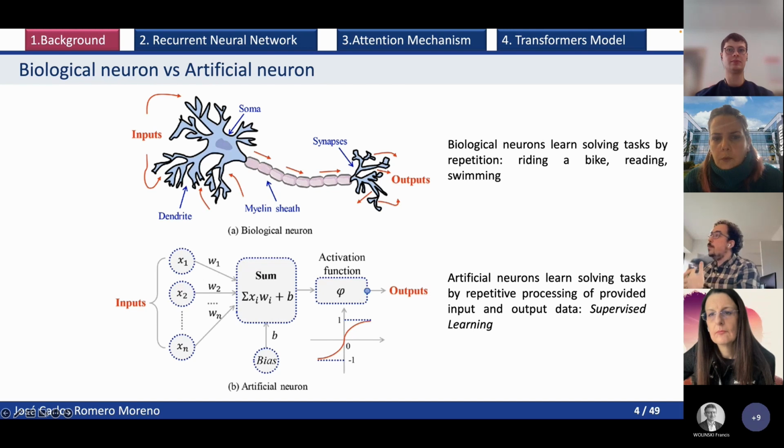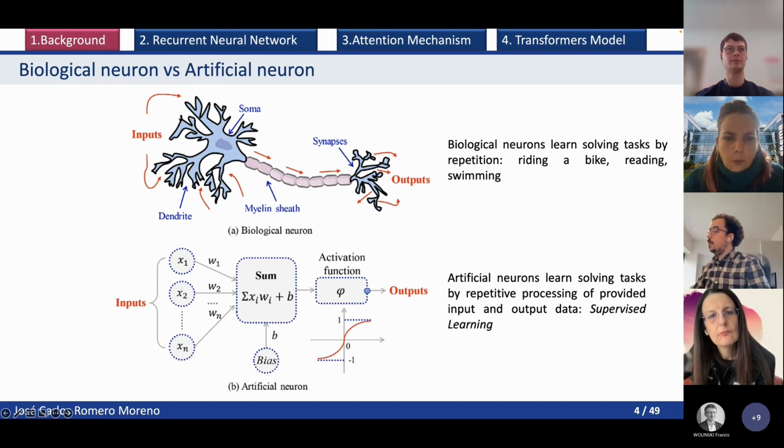So for example, very generally, neurons learn by repetition of tasks. How do you learn to ride a bike or to swim? You don't learn by thinking constantly, okay, now I have to move one leg, then the other. You learn by repetition, failure and success, you know.